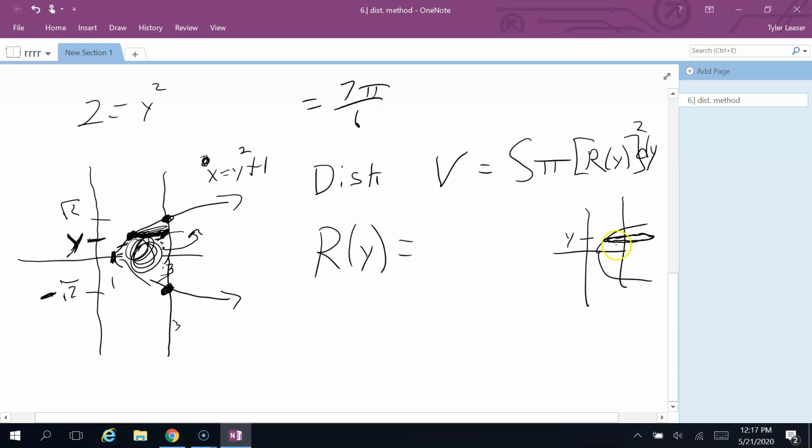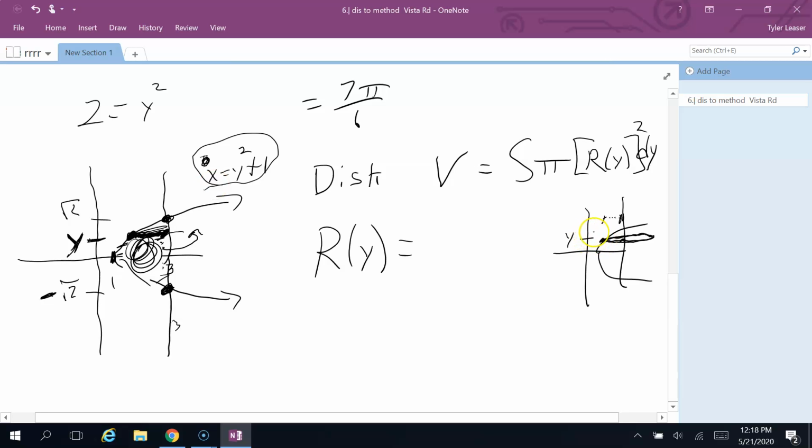So we need the radius of that disk, and here's where we have to be careful, because we just want this distance from the function to the axis of rotation. Okay, if I am at y and I plug y into my equation, it's going to give me the x value of that point right there.